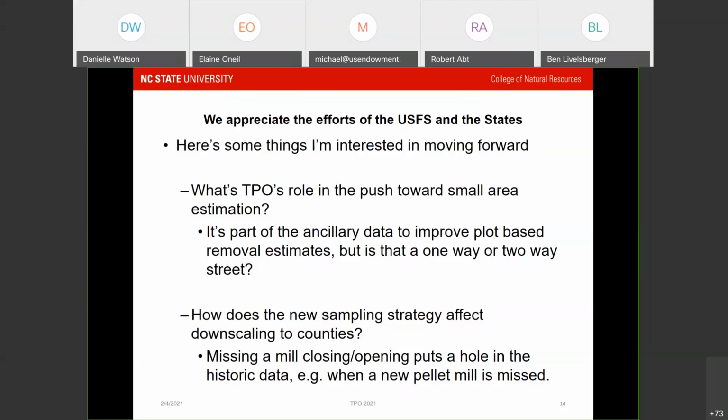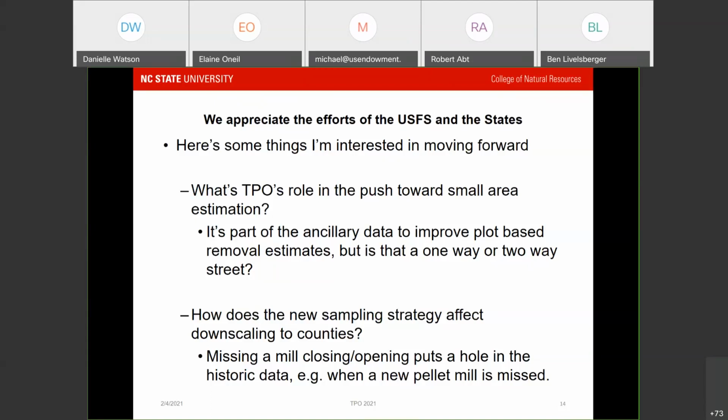So, like with, I know there are some examples where you can't avoid missing a new mill opening or maybe even a mill closing. But if you miss a pellet mill that comes online, that's a big player in a small region, and it stays in the historical data, and you sort of have this asterisk by that year for a long time. So I'm thinking about it in a sampling strategy, how do you not avoid new mills coming online, I guess?